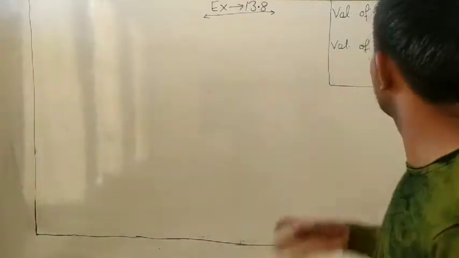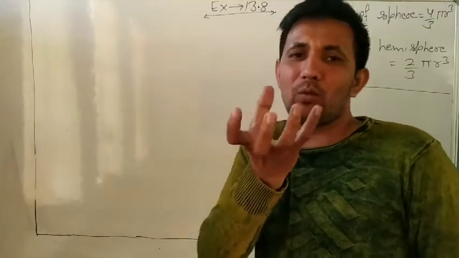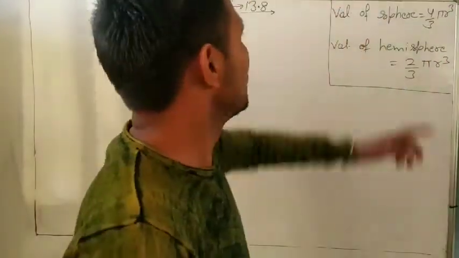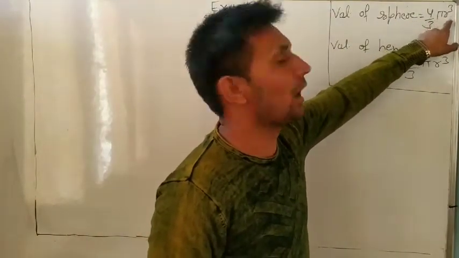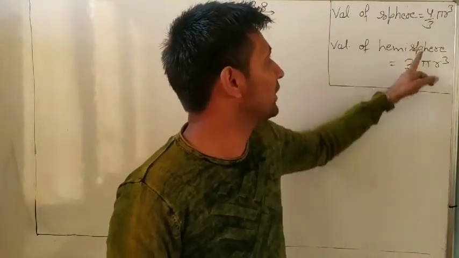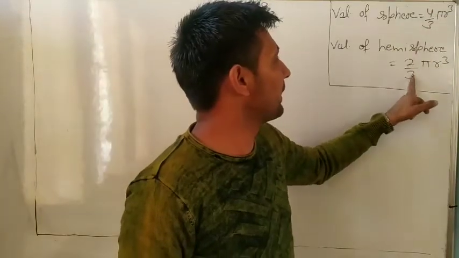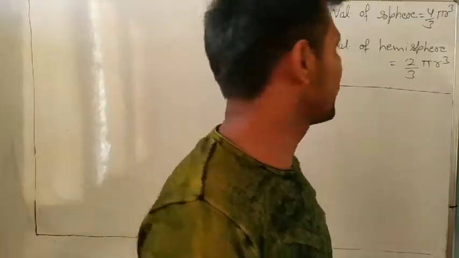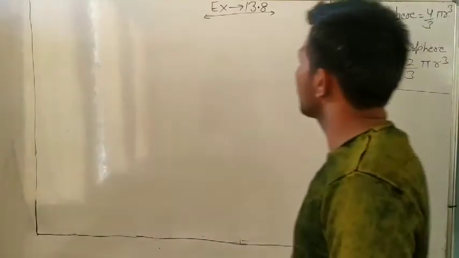Same as that, volume of sphere means how much water it can hold, the capacity of the sphere. Volume of sphere is 4 upon 3 pi r cube, and volume of hemisphere is half of this one. So divide by 2, 2 cuts into 4, so 2 upon 3 pi r cube.